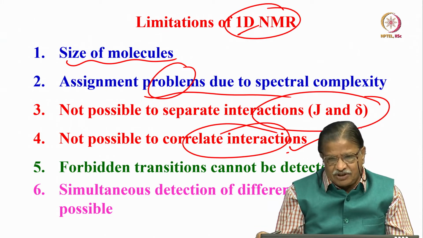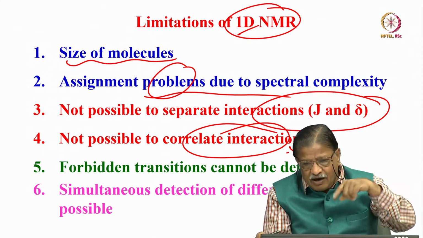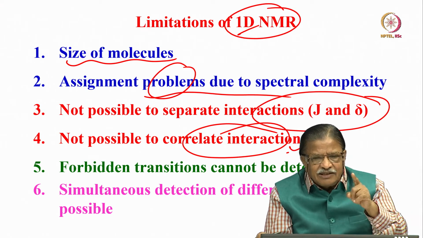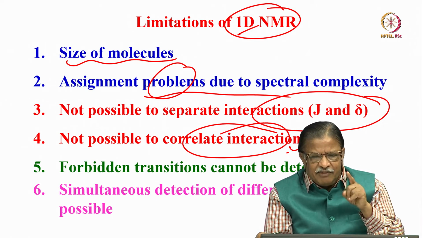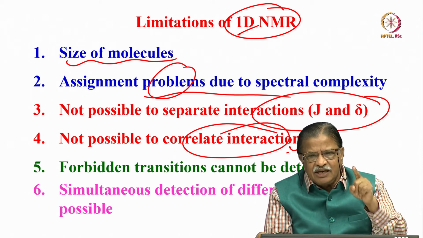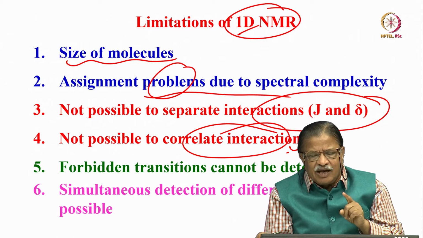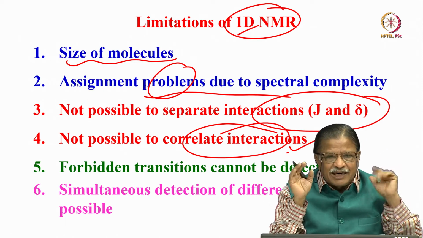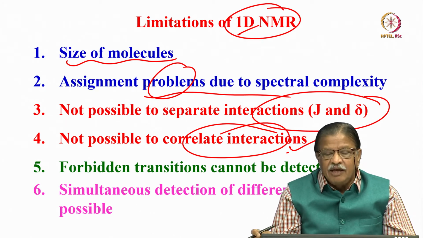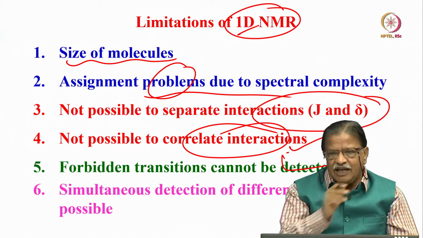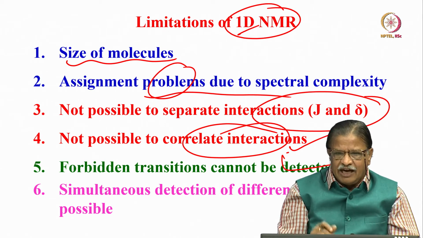And forbidden transitions, for example, we will discuss multiple quantum in detail after this. Transitions other than delta m equal to plus or minus 1, that is, a change in the magnetic quantum number between two energy states other than plus 1 or minus 1, are all forbidden transitions in NMR and cannot be detected. That is what I was telling. But there is a way we can detect them indirectly. For that, again, 1D NMR is not possible. We have to go to higher dimensions.